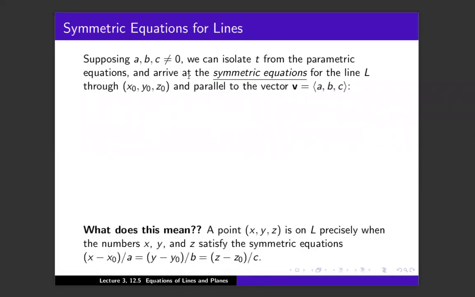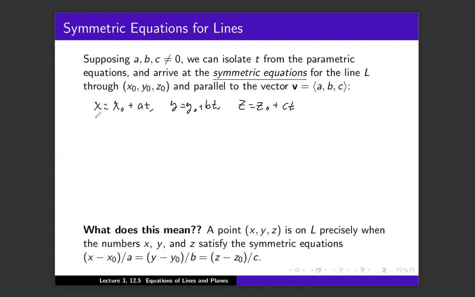Now suppose that a, b, and c are not 0. Then we can isolate t from these parametric equations and arrive at what are called symmetric equations. What does that mean? Well, remember for a second that x is x naught plus at. I'm just rewriting the parametric equations right now. y is y naught plus bt. z is z naught plus ct.